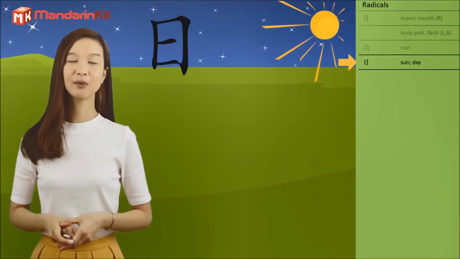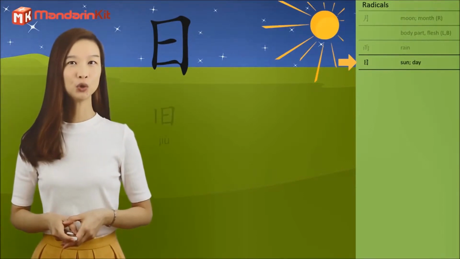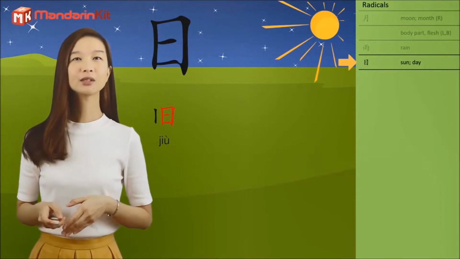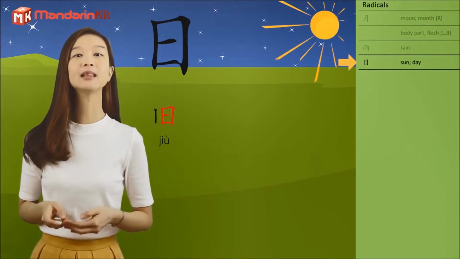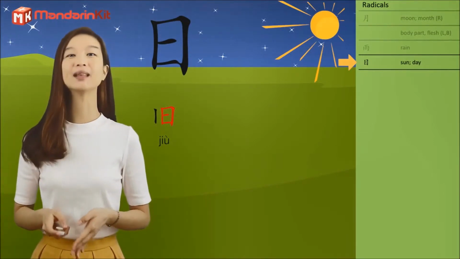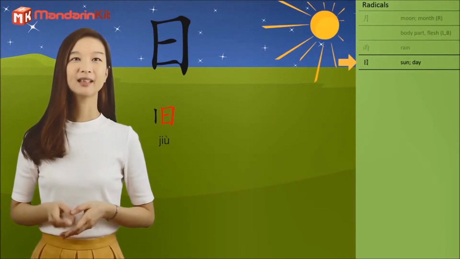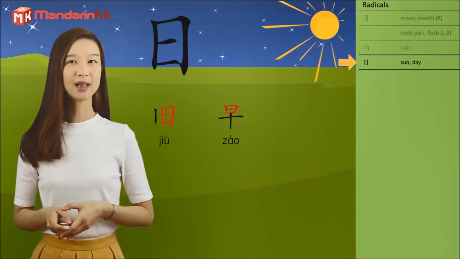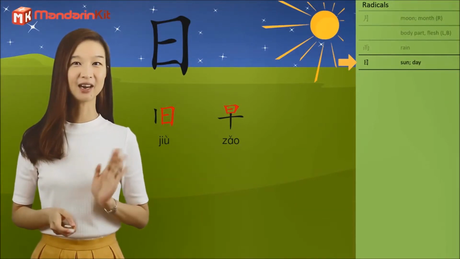The first character with 日 radical is 就, which shows a line before 日. That is to imply something that happened in the past. 就 means old. The second character is 早. 早 means morning. For example, 早上好.